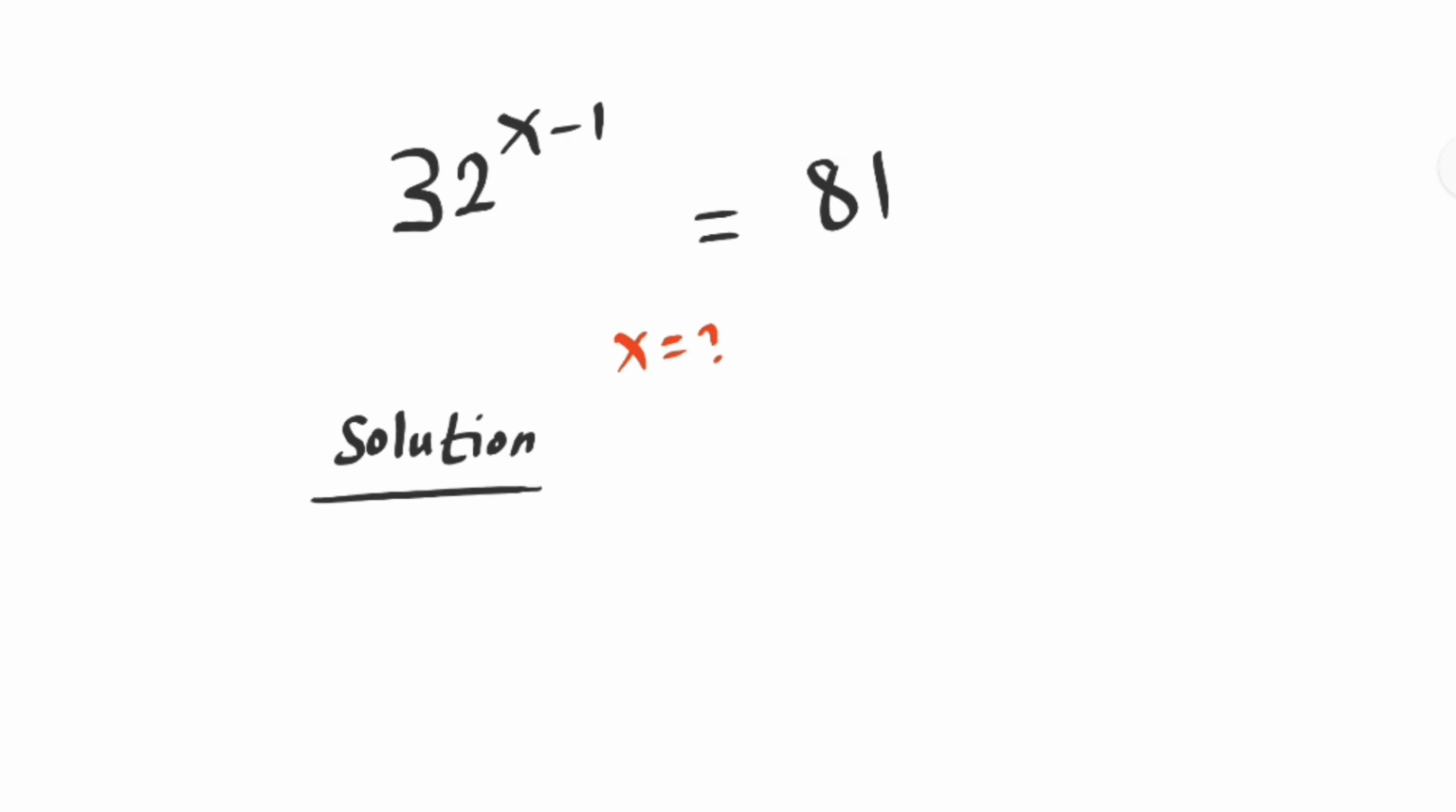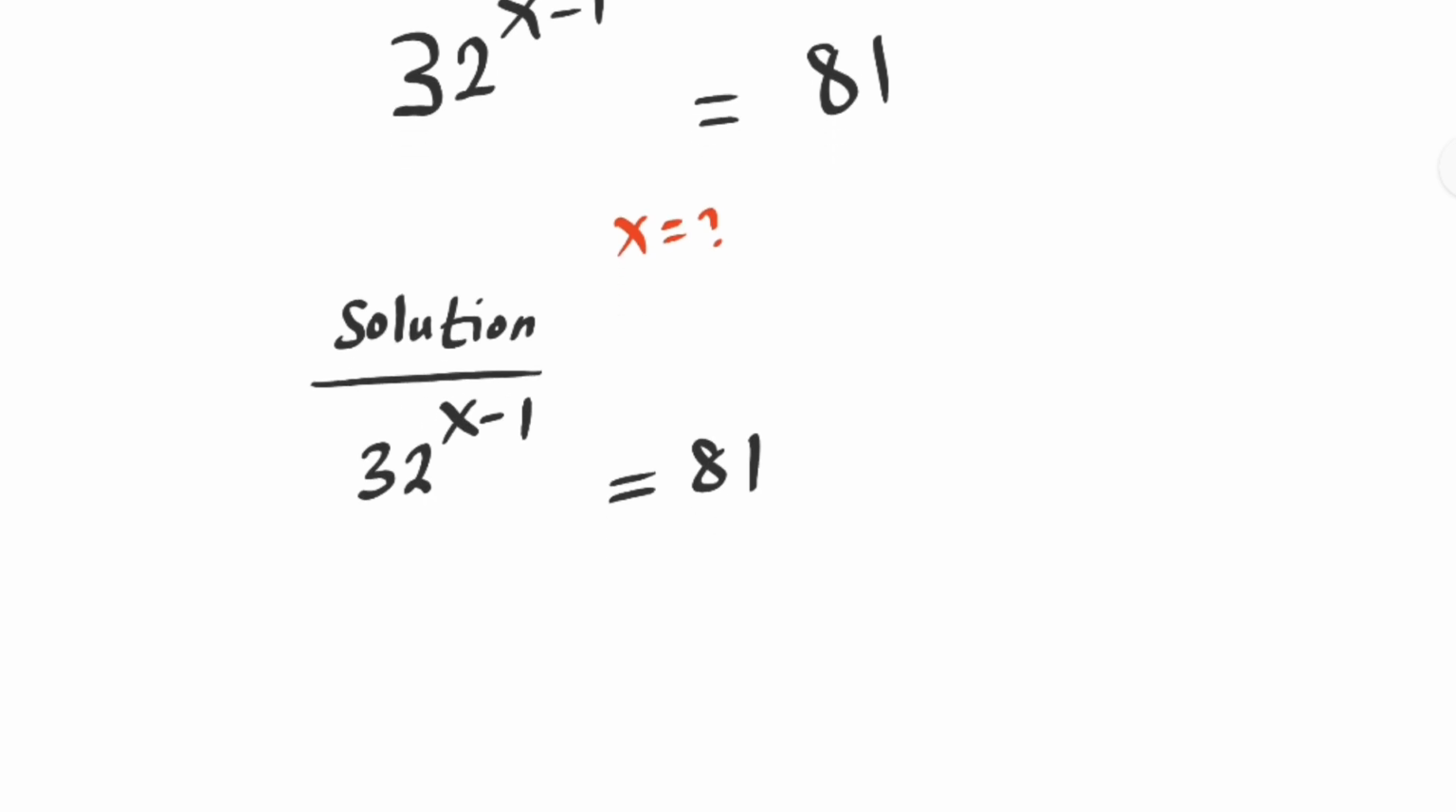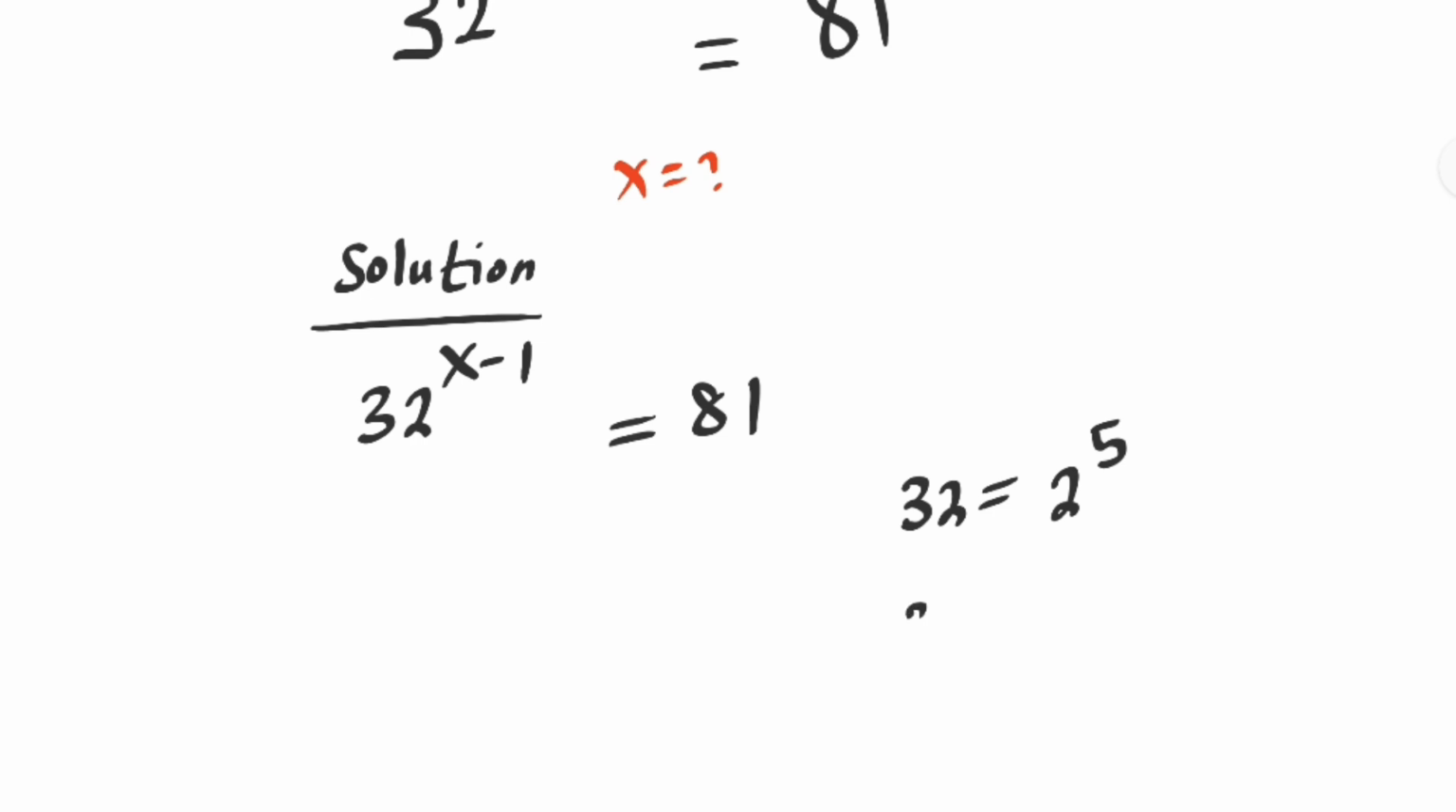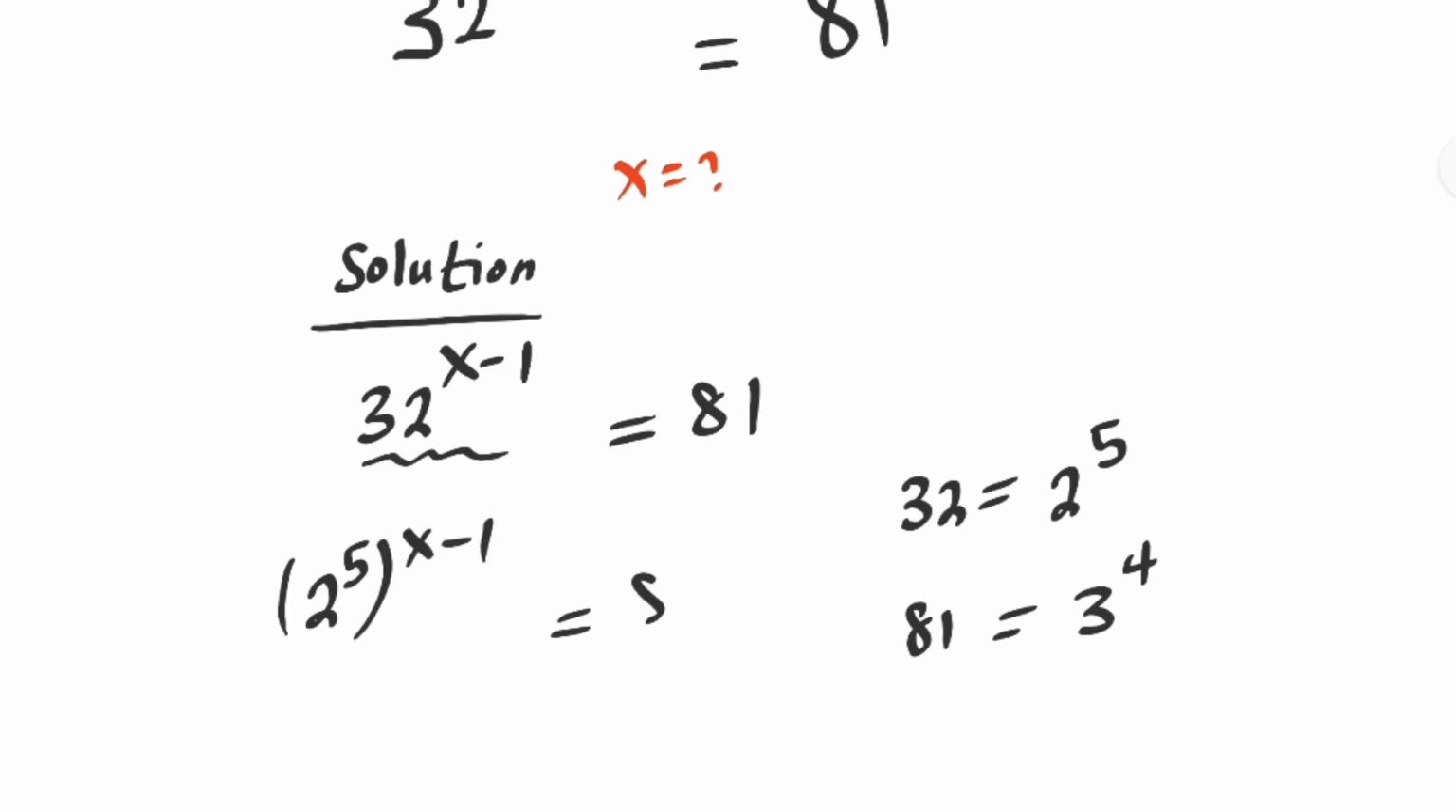We have the given equation 32 raised to power x minus 1 is equal to 81. Now note that 32 is equal to 2 raised to power 5, and 81 is equal to 3 raised to power 4. Then this can be written as 2 raised to power 5, to the power of x minus 1, is equal to 81.